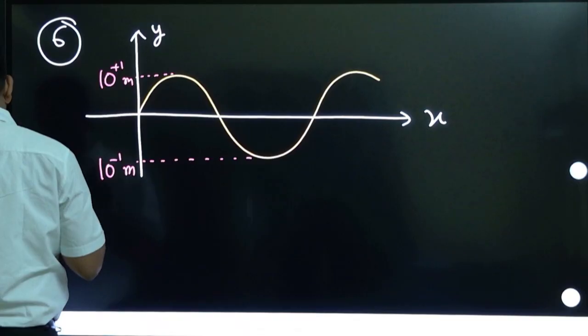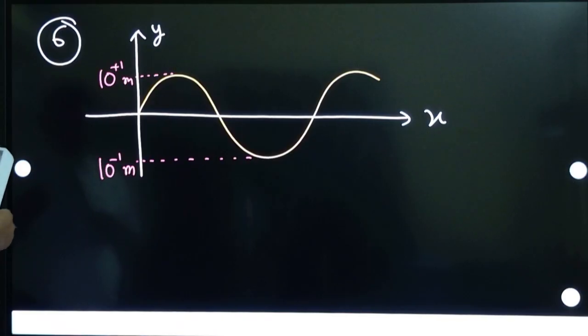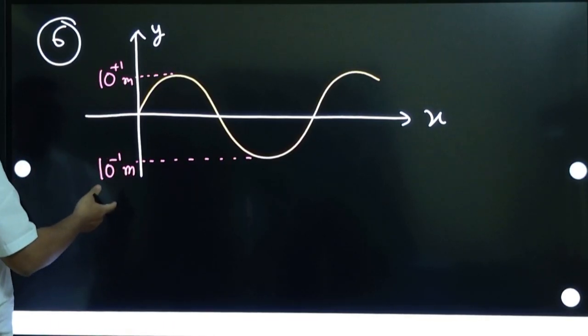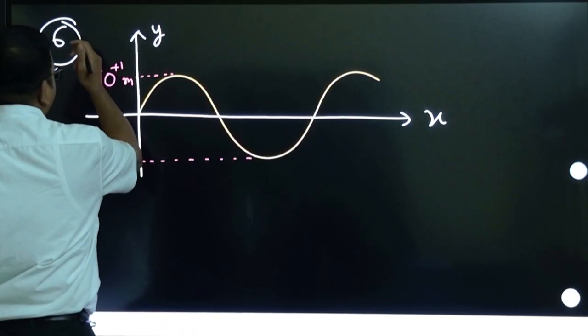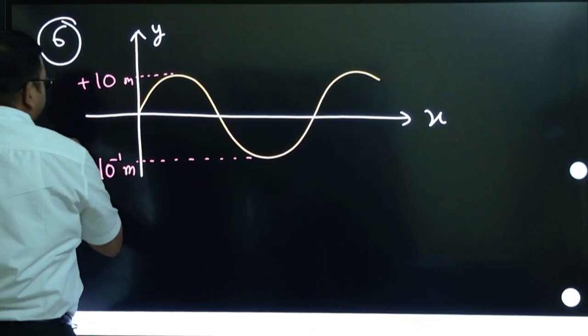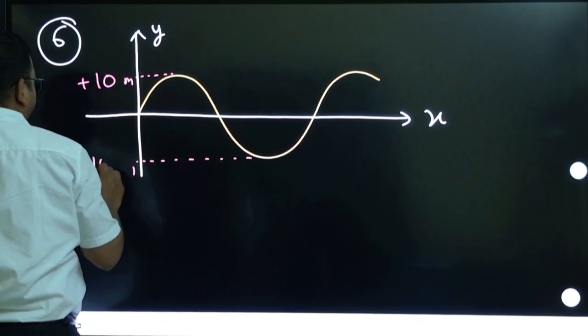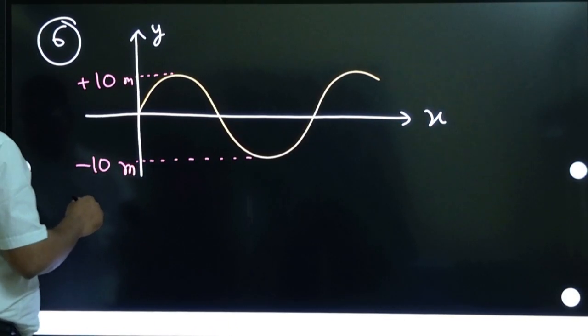I don't think this is correct. This cannot be, because it should be plus and minus. This graph is not looking correct, I think. Maybe it is plus 10 and minus 10. Maybe it is plus 10 meter and this is minus 10 meter. Okay, sinusoidal graph is there.